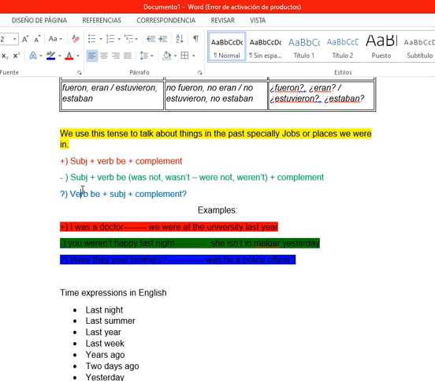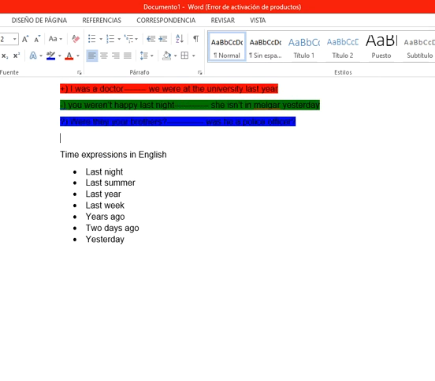Here, how can we make a question? Easy. First of all, we need a verb to be as an auxiliary, that is were, and then we need a subject, that is they, and after that we need a complement, that is the rest of the sentence. Do not forget to put the question mark, please. And at the end we have some time expressions that you already know from the previous material I sent.